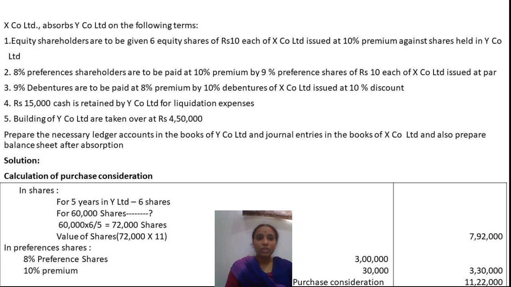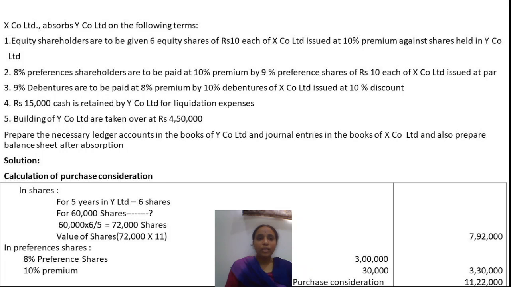The second point: 8% preference shareholders are to be paid at 10% premium by 9% preference shares of 10 each of X Company Limited issued at par. That means they are going to pay a premium amount. So we calculate the total on the face value plus 10% premium, then pay the preference shareholders with 9% preference shares of X Company. Third, 9% debentures are to be paid at 8% premium by 10% debentures of X Limited issued at 10% discount. So debentures are issued at a discount, and we calculate by deducting the discount amount.